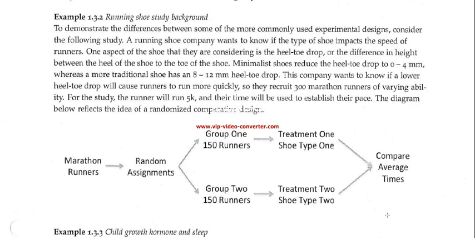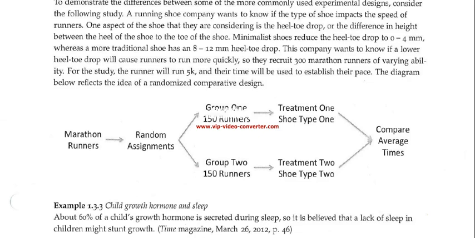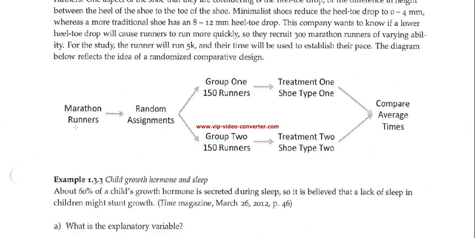So they have 300 marathon runners of varying abilities in their study. And so they will run a 5K. Their time will be used to establish pace, and then we're going to look at their results. So here's a quick diagram to look at this randomized comparative design.